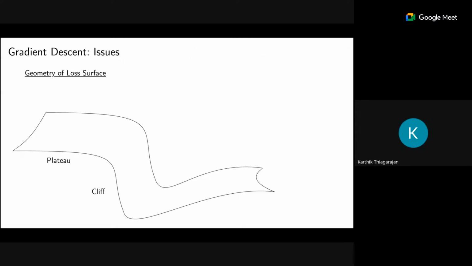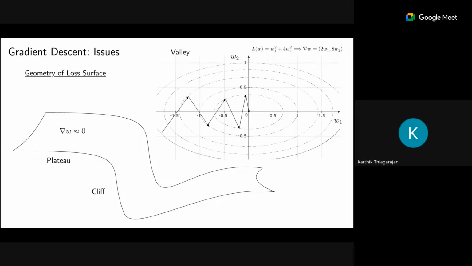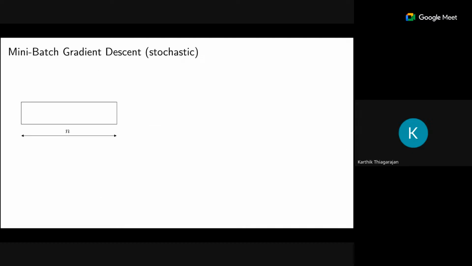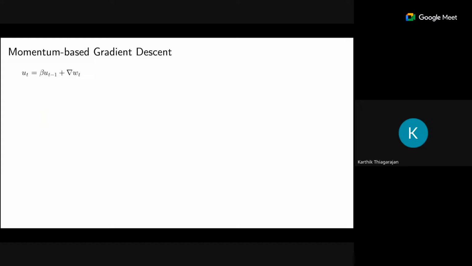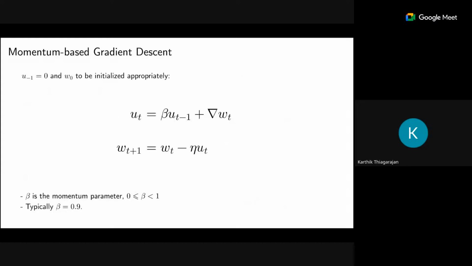What happens when you are in a region with a very gentle gradient, and what happens if you are in a region where there are wild oscillations like valleys? So is there some method that will help us address these two drawbacks? That is where momentum comes in. So this is momentum based gradient descent, right?